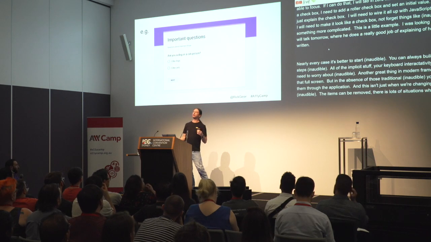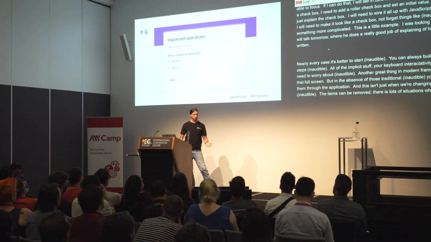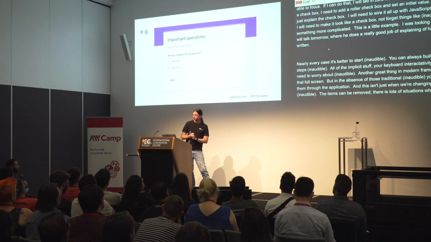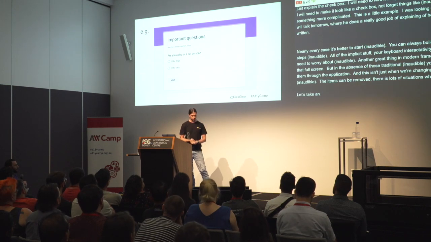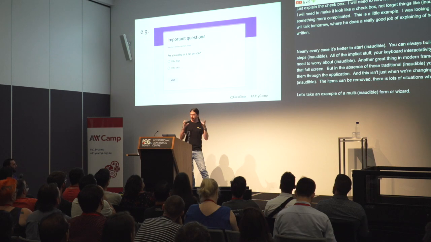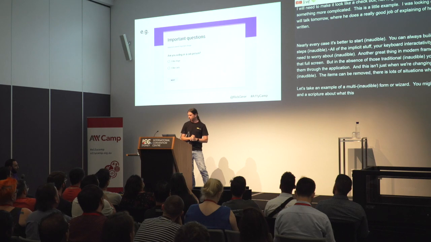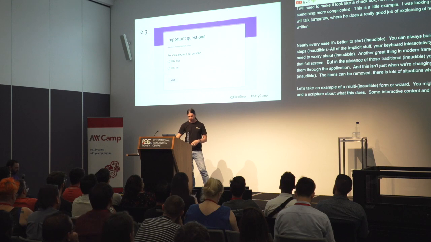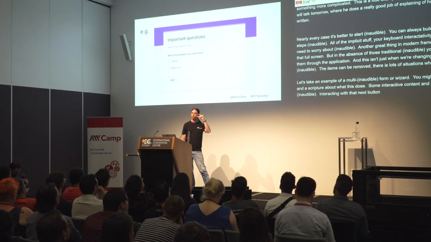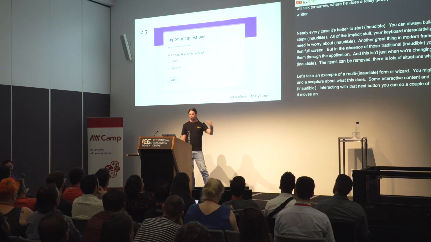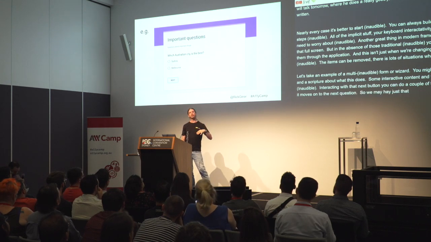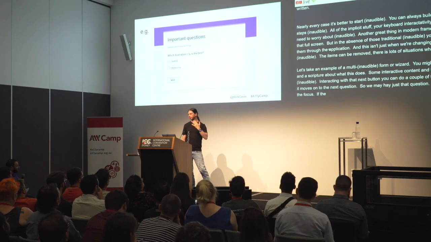Let's take an example of a multi-page form or a wizard. You might have a title at the top and a description about what this form does, some interactive content, in this case a question, and then some navigation. We're going to have a next button to move to the next question. Interacting with that next button can do a couple of things. Well, first, we're hoping it moves on to a new question. So we may be just changing that question text. But what are we doing with focus? If the focus is left on that button, the screen reader user doesn't know that there's any change happening on the screen.